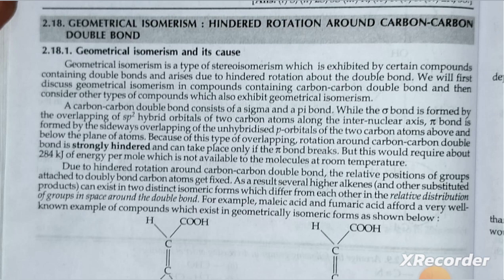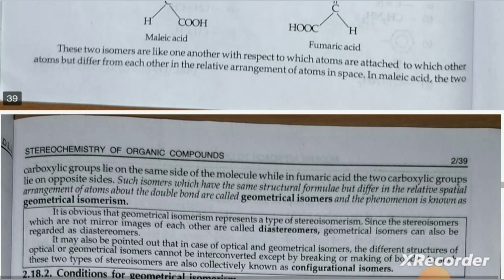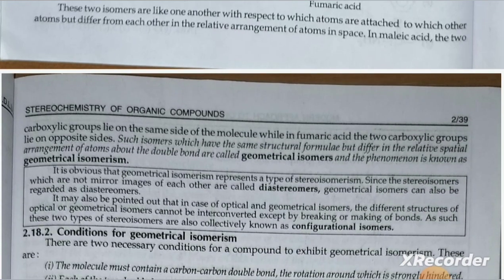For example, maleic acid and fumaric acid afford a very well known example of compounds which exist in geometrically isomeric forms as shown below. Maleic acid and fumaric acid. These two isomers are alike with respect to which atom is attached to which other atom but differ from each other in the relative arrangement of atoms in space. In maleic acid, the two carboxylic groups lie on the same side of the molecule, while in fumaric acid, the two carboxylic groups lie on the opposite side.